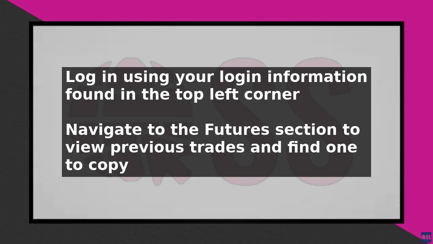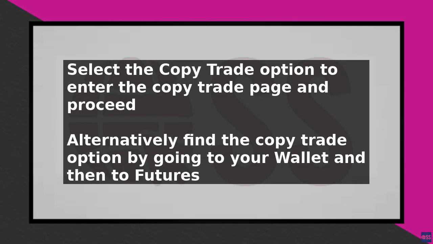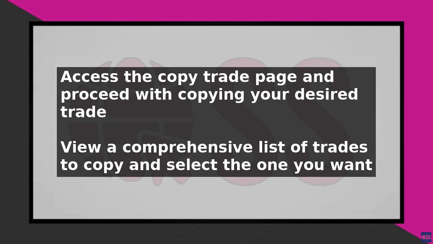Upon opening the app, you'll see various options at the bottom, including Home, Markets, Trade, Futures, and Wallet. To copy a trade, you'll first need to log in using your login information, which can be found in the top left corner. Once logged in, navigate to the Futures section to view previous trades. If you find a trade you'd like to repeat, select the Copy Trade option to enter the Copy Trade page.